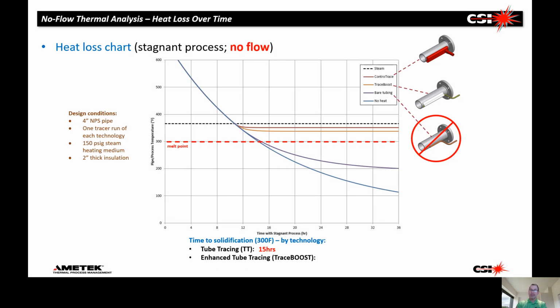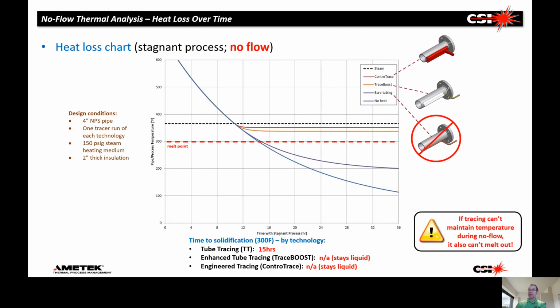When you look at enhanced tube tracing, conversely, and its performance, the heat loss is not enough to force the product to plug, and so therefore that technology will maintain the process temperature above the melt point indefinitely. Likewise, the engineered tracing in this case, same story. You can see from the graph there that both of those technologies would be an adequate solution here if the plant experienced a shutdown longer than 15 hours.